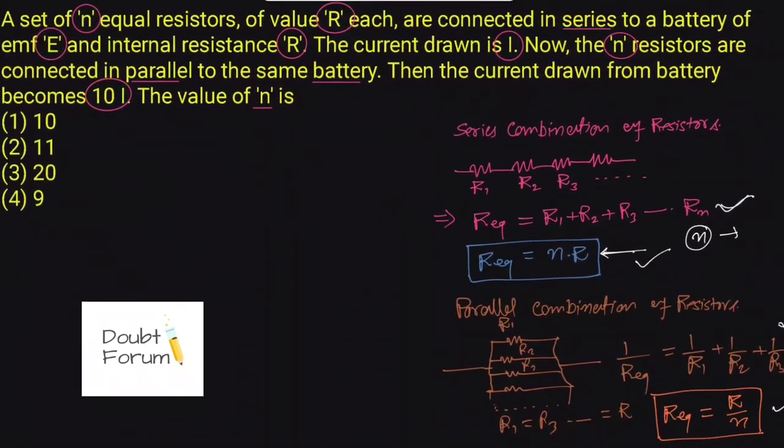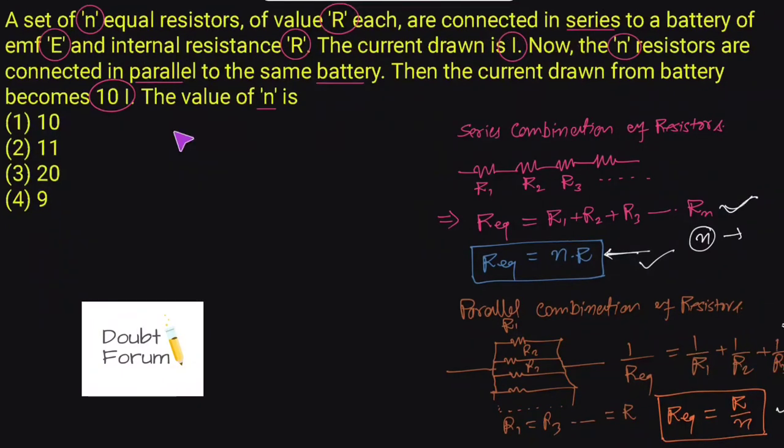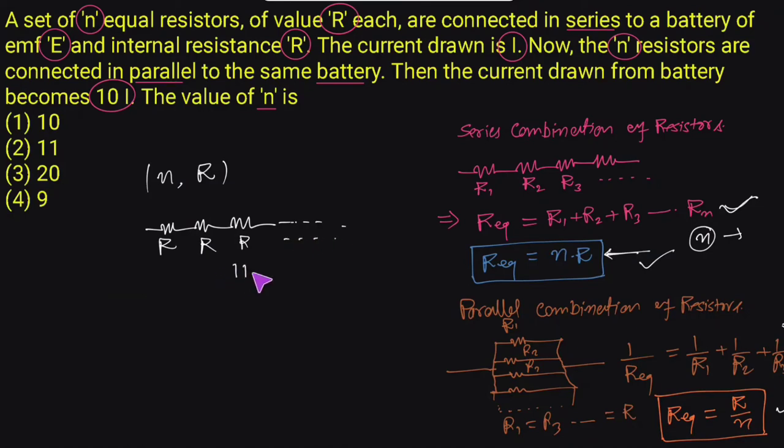solve the problem. In the first part of the problem, it is mentioned that n equal resistors of value R each are connected in series. So n resistors, each having the value R, are connected in series like this, up to n times, each having the magnitude R. The equivalent of this series combination would be R equivalent equals n times R. This is what we have learned from this equation.